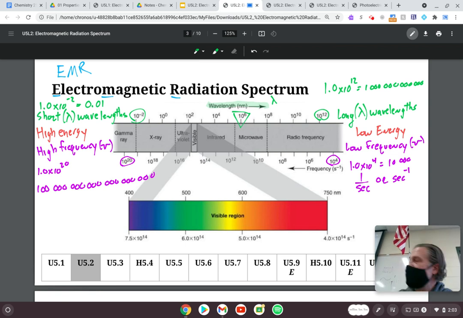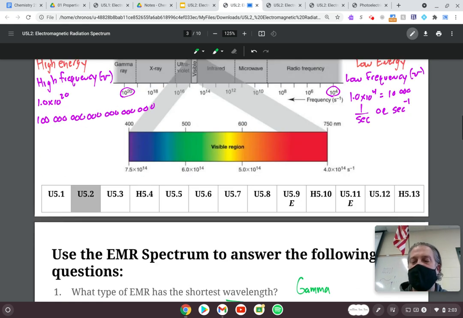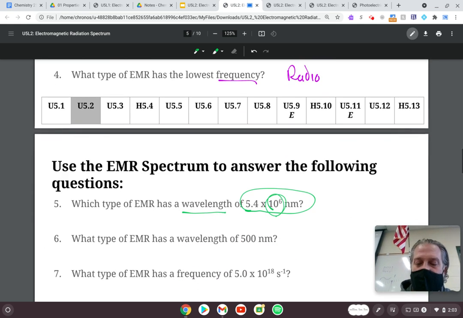Okay? And times 10 to the 6, it doesn't matter. It could be 1 times 10 to the 6. It could be 5 times 10 to the 6. It could be 9 times 10 to the 6. It's still going to fall in that microwave category. And so as a result of that, the answer here would be microwaves.